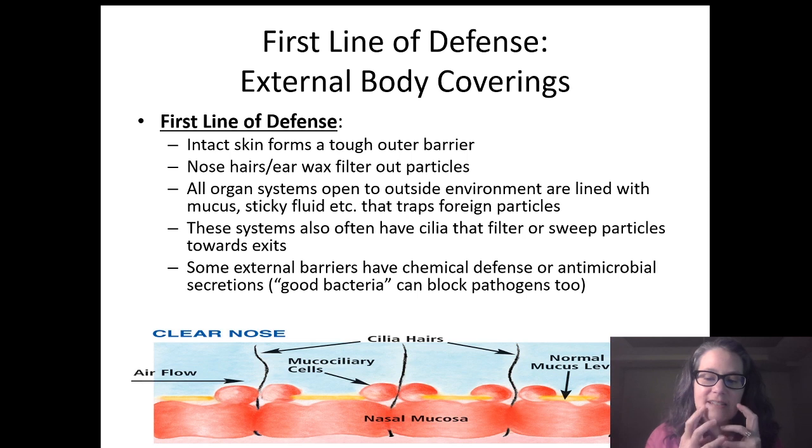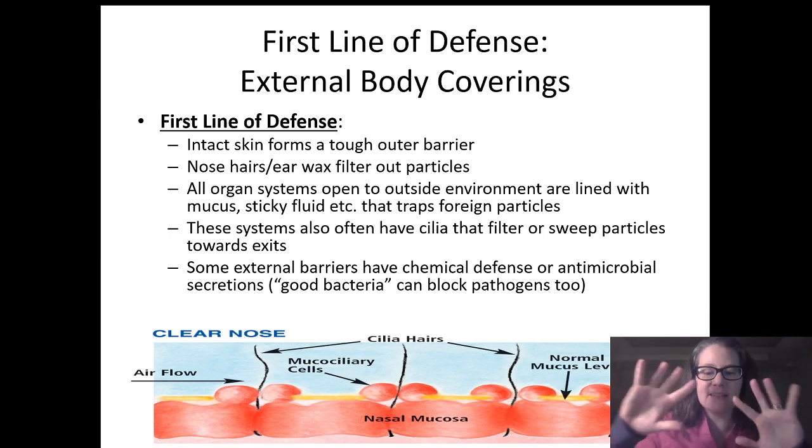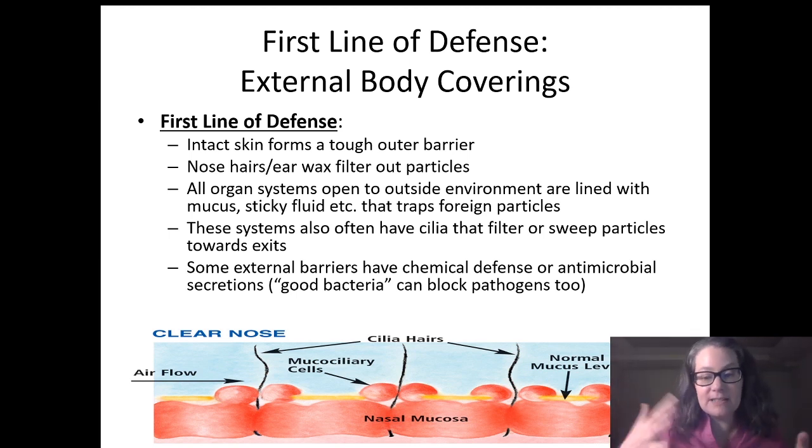Any kind of orifice that is open to the external environment, like your mouth and your nose, your eyes, ears, any of these orifices will also often include a mucus lining to help keep out and shed different bacteria. Some of these orifices have ciliated cells or hair-like structures that wave out particles. Think of your nose with all the hairs that wave out particles like dust and things like that, as well as pathogens, right? Bacteria, viruses that you're coming into contact with.